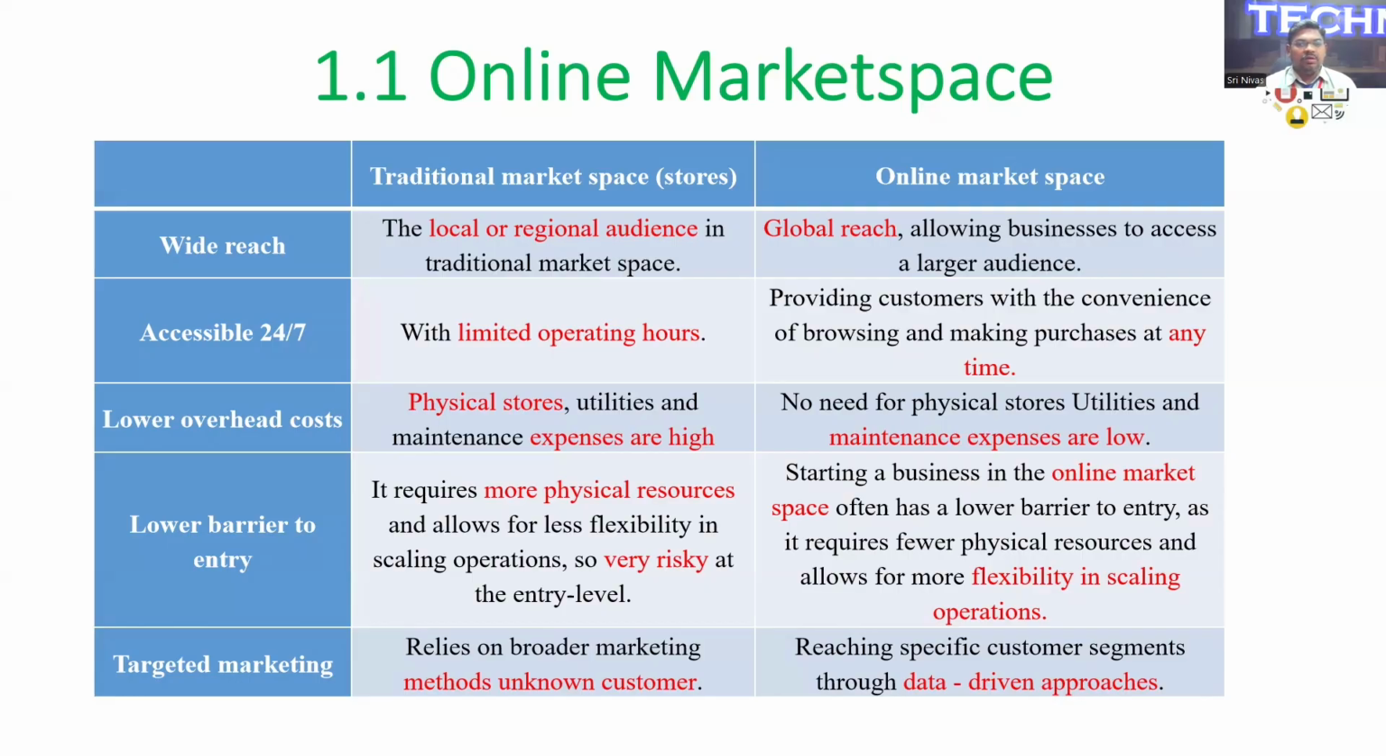The next one is lower overhead costs. In traditional marketing, we need physical stores, utilities and maintenance. These expenses are high. There is no need for physical stores and utilities in the online market space, and the maintenance expenses are also very low compared with traditional marketing.